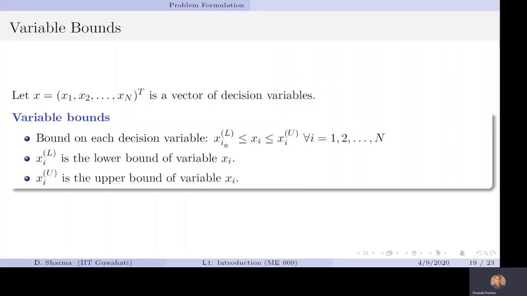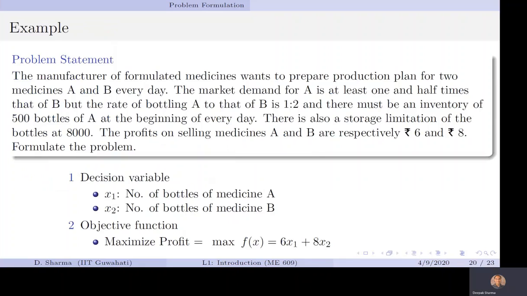So we have to set those variable bounds, lower and upper. Here xi^L means the lower bound and xi^U is the upper bound of the variable xi. You will see that the subscript i is written because for each variable we have to decide the variable bounds. Now let us take an example here and see how the problem formulation can be written.